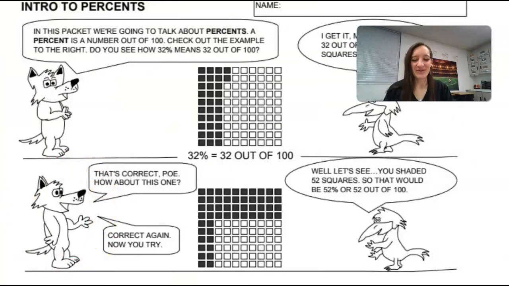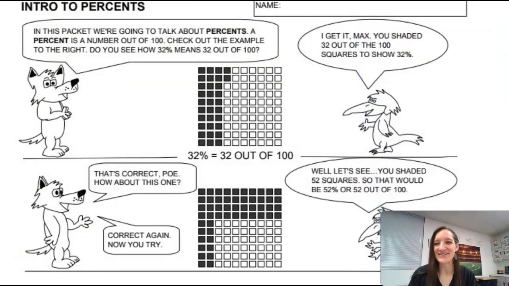So we are going to walk into a little conversation today with some friends. And today in this chapter, we're going to talk about percents. A percent is the number out of 100. Check out this example to the right. Do you see, 32% means 32 black ones out of 100 total squares?